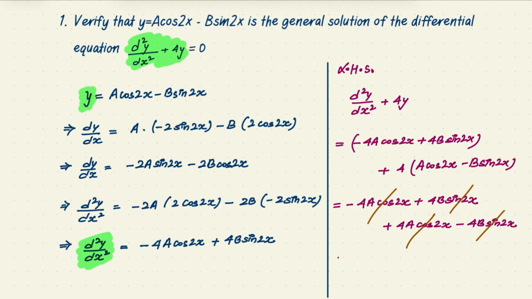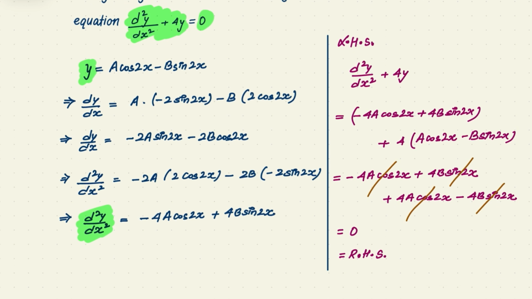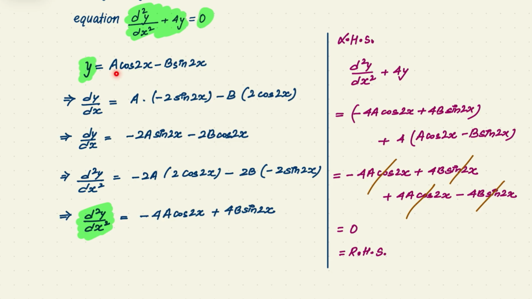So the left hand side is 0, and you see that our right hand side is also 0. So this is my right hand side also. Since left hand side and right hand side are coming equal, and that is because of this function, that is y equals a cos 2x minus b sin 2x, that means this function is the solution of this differential equation, and hence it is verified.